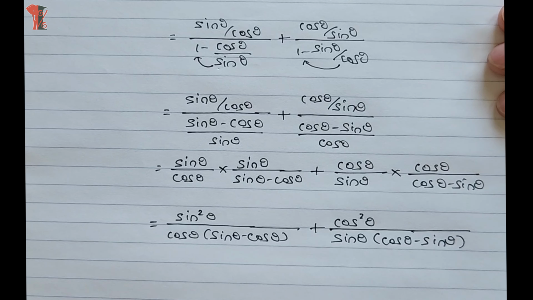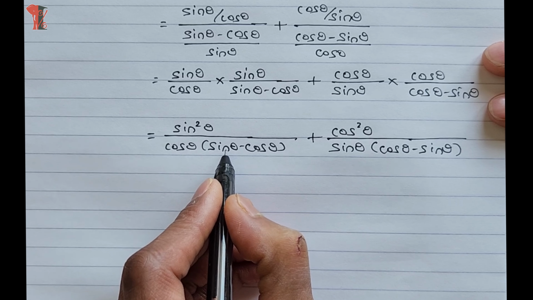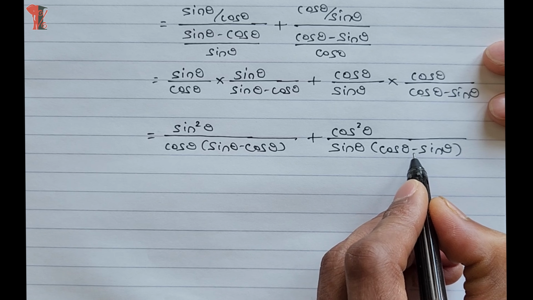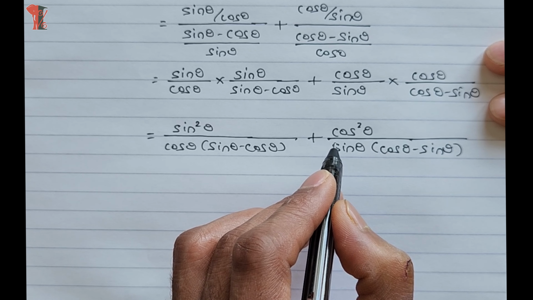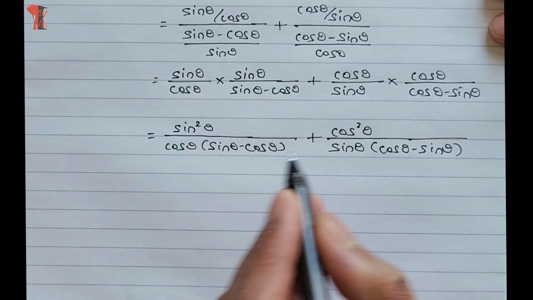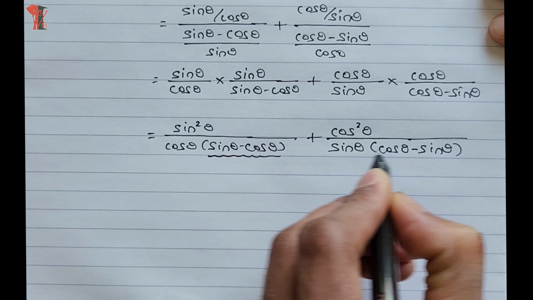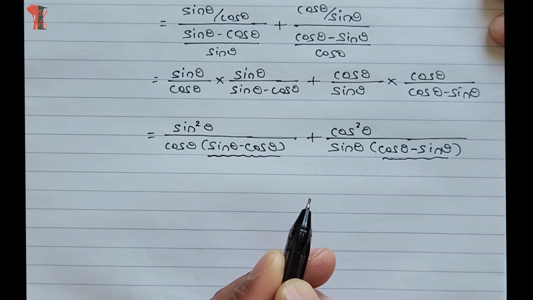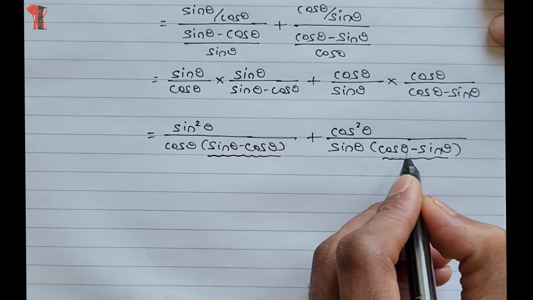Now if you closely observe the denominator, you can see that here we have sin theta minus cos theta, here I have cos theta minus sin theta. If I'm going to take LCM over here, it is gonna make a big mess. So for that, I need to make this and this same. Here I have sine minus cos, right? Here also I should have sine minus cos.